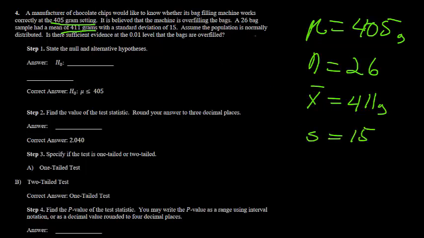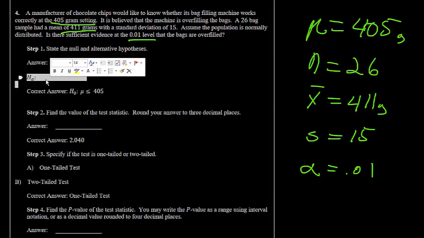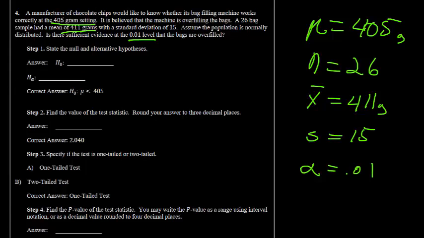15. Assume the population is normally distributed. Is there sufficient evidence at alpha equal to 0.01 that the bags are overfilled? So we have to ask the question. The question that we're asking is, are the bags overfilling?